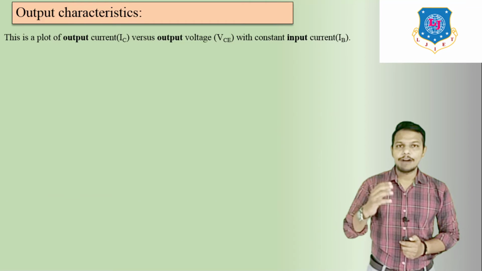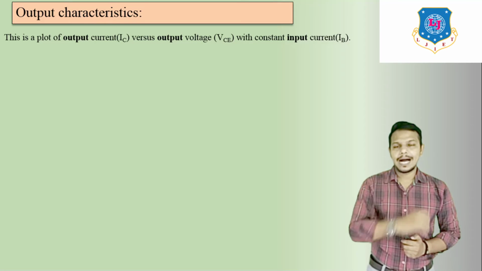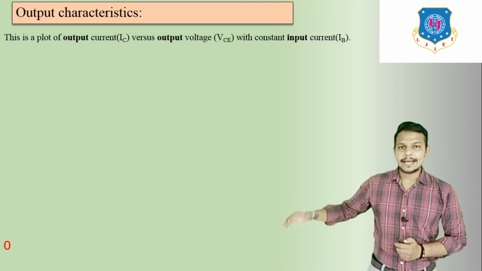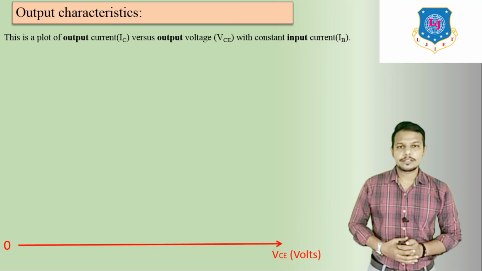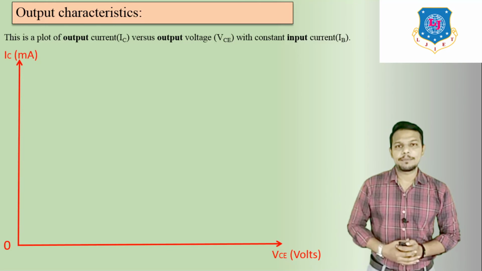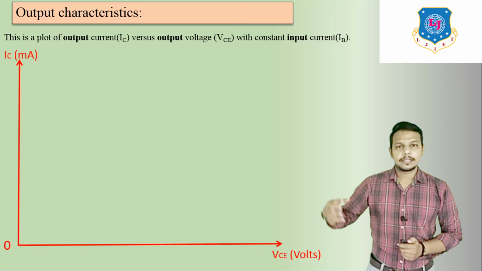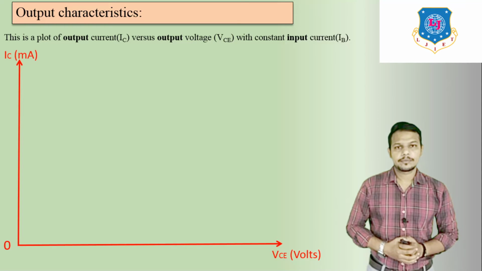This is the plot of output current IC versus output voltage VCE with input current IB. On the x-axis we can see VCE, which is in volts, and on the y-axis we can see IC, which is in milliampere. Now we are going to divide this characteristic into three parts.